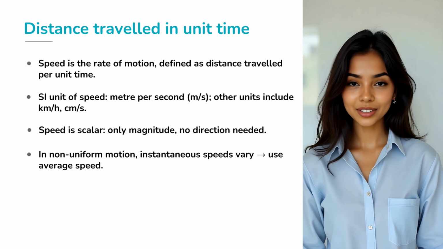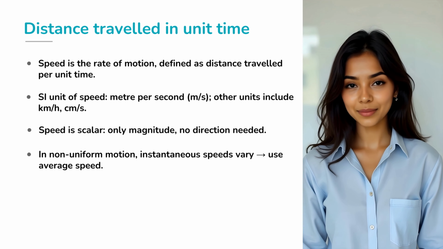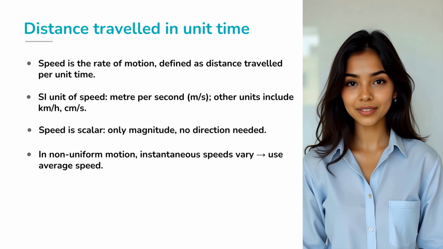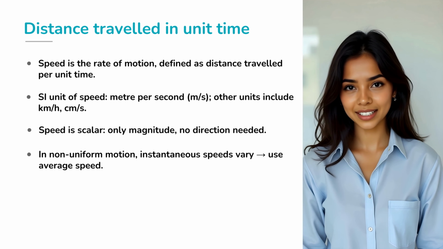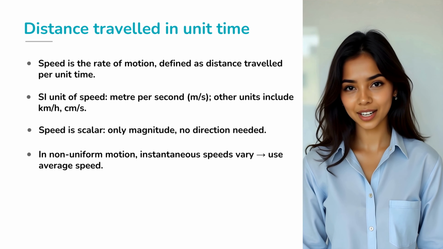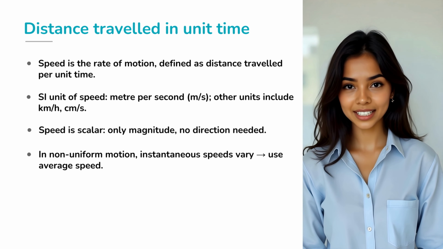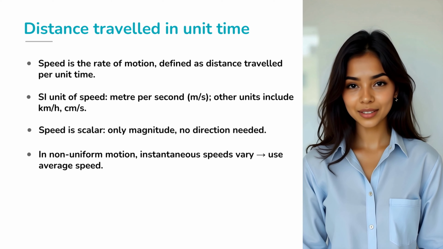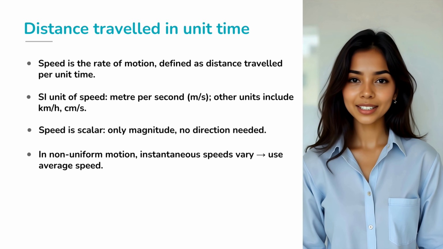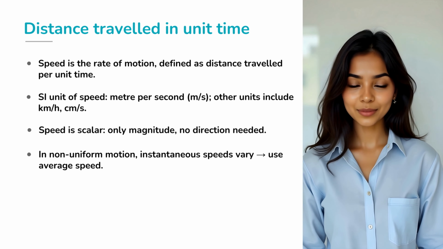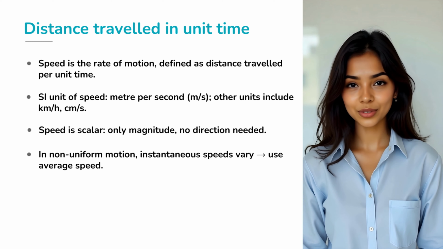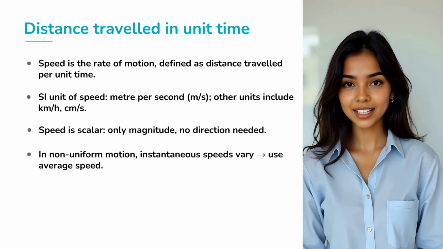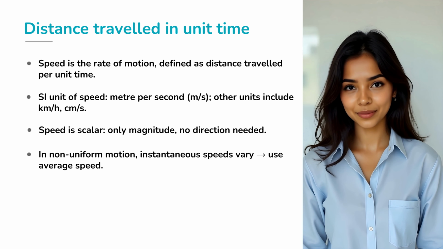So, how do we define speed? Speed is the distance an object travels in one unit of time. In symbols, speed equals distance divided by time. Mathematically, speed equals s divided by t, where s is distance traveled and t is time taken. The SI unit is meter per second. But in daily life, we often use kilometers per hour, like cars or speed signs.